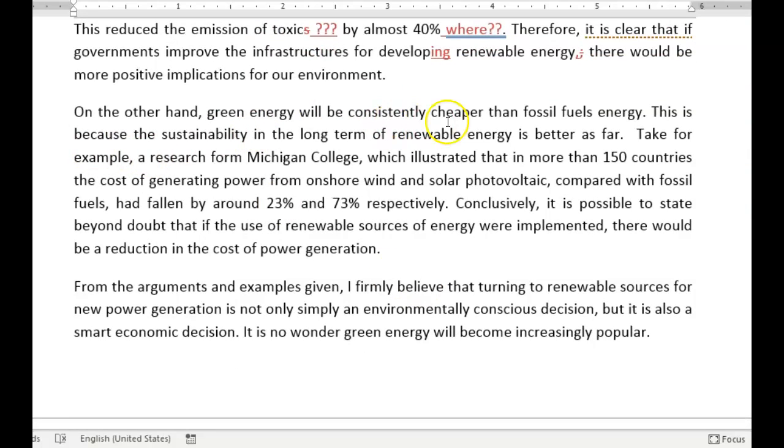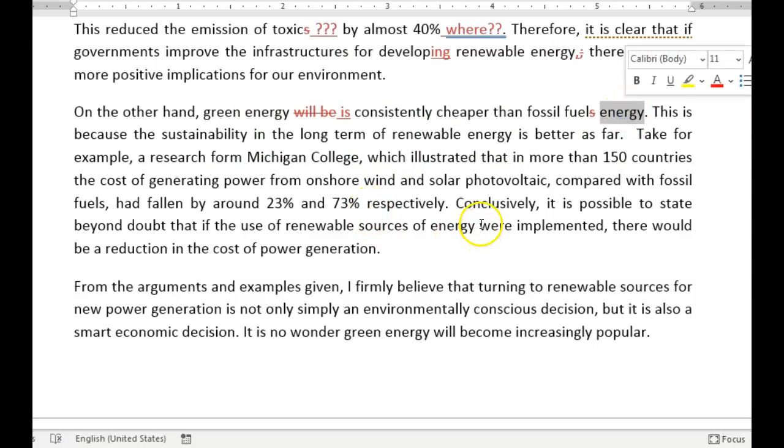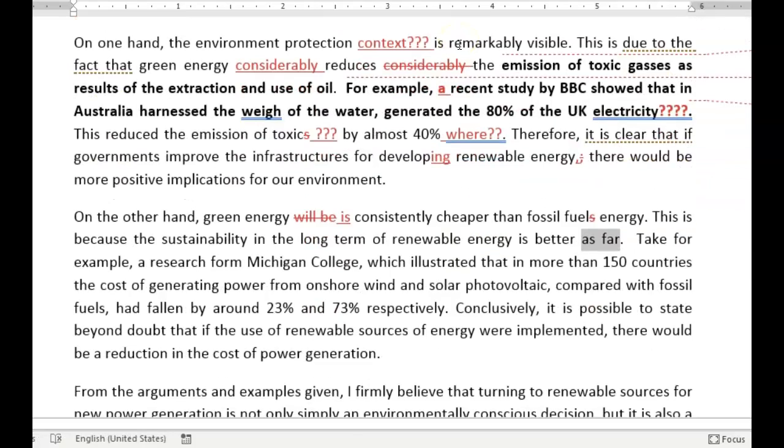"On the other hand, green energy will be consistently cheaper..." Will be, or is, or could be? I don't think the future is the appropriate tense here. I would say let's take a chance and say is. It's considered consistently cheaper than fossil fuel energy. And do you mean energy or electricity? Because you keep using and overusing the word energy. "This is because the sustainability in the long term of renewable energy is better as far." What do you mean by as far? I have seen it here as well, and I don't understand what you mean.